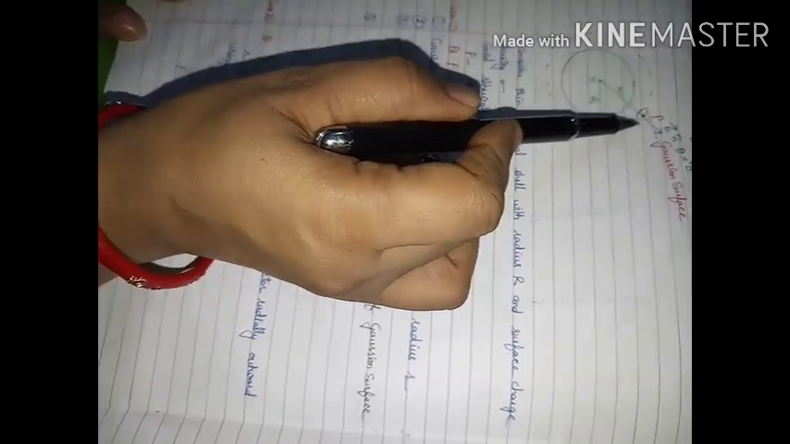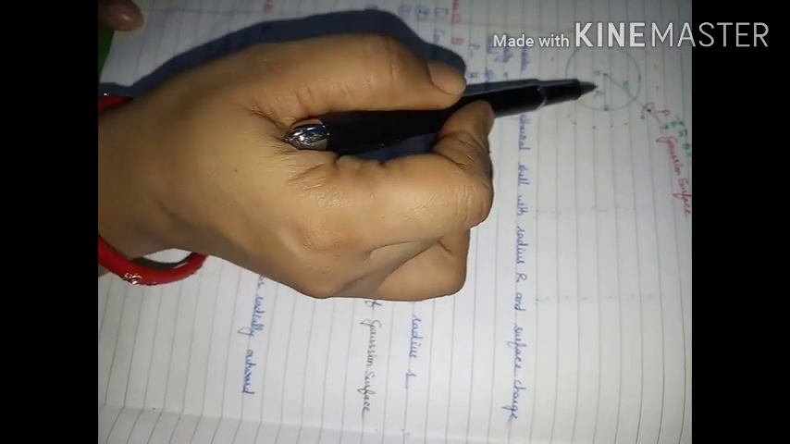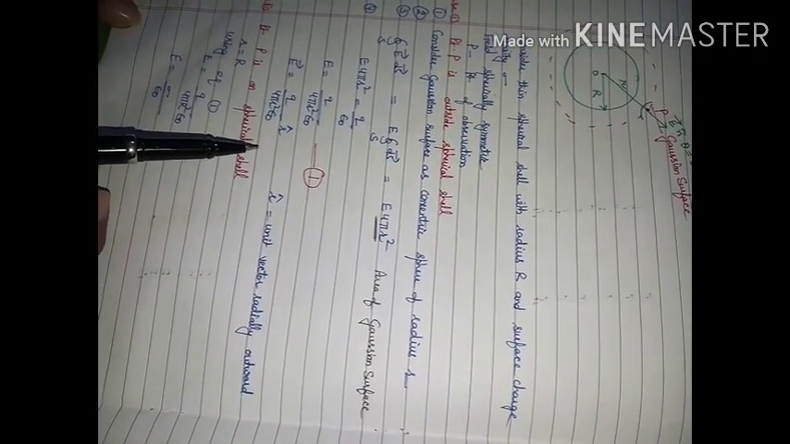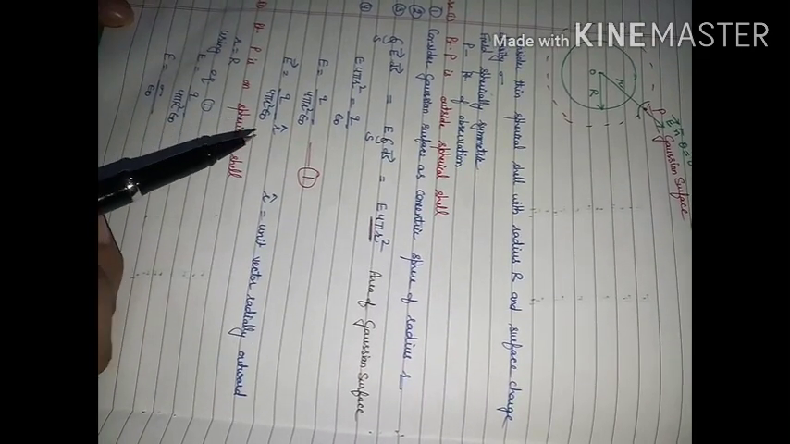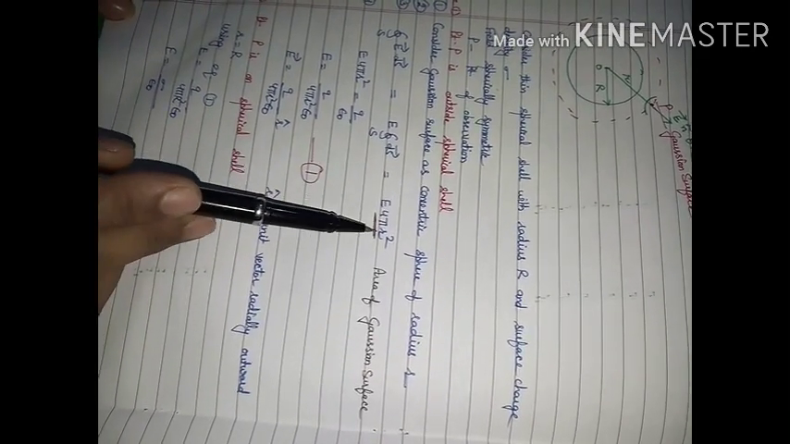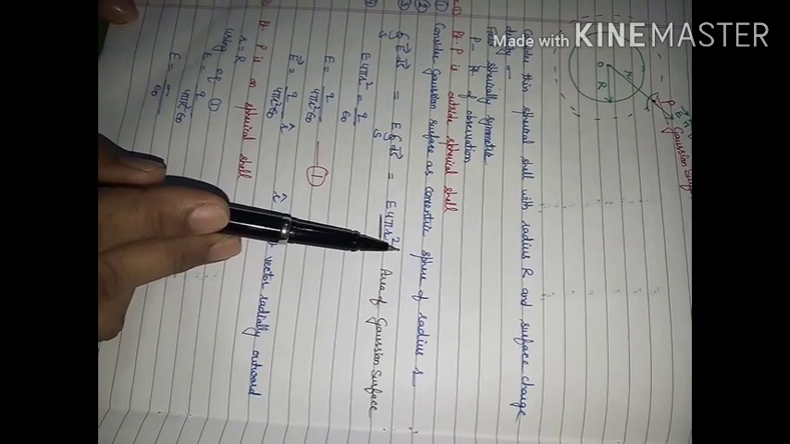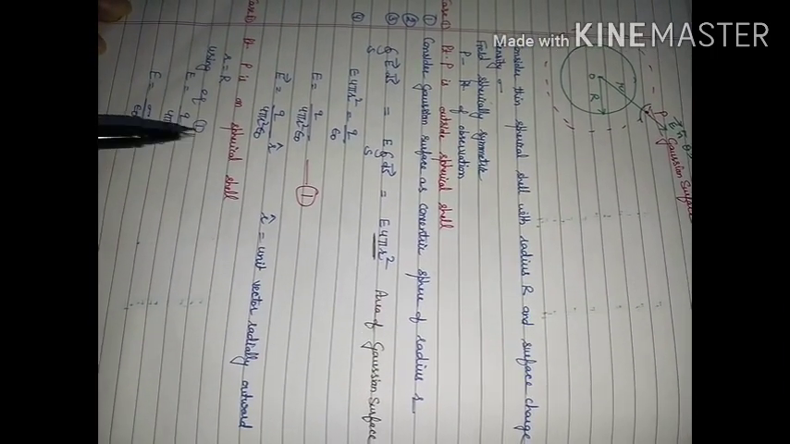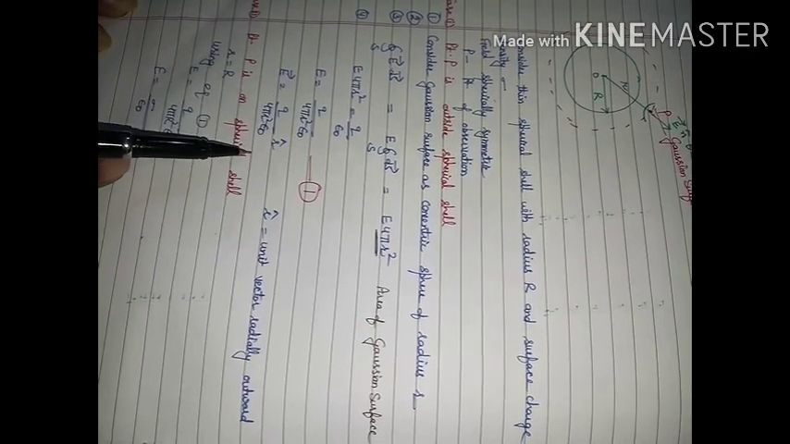In that case this will not be Gaussian surface, and rest of the things will remain same, only with one difference. Now area of Gaussian surface will not be 4 pi r square, small r square. It will become 4 pi capital R square. So rest of the things will remain the same.